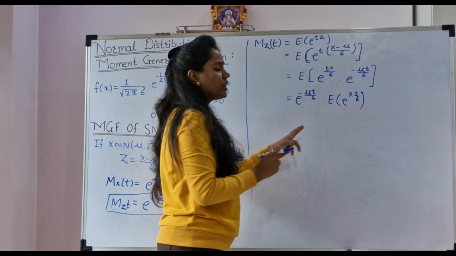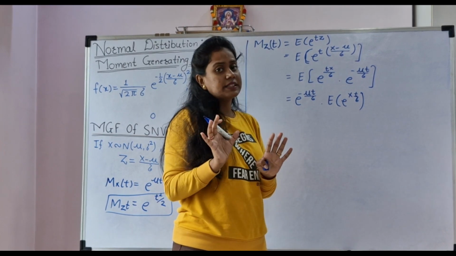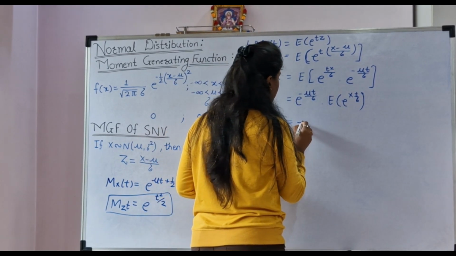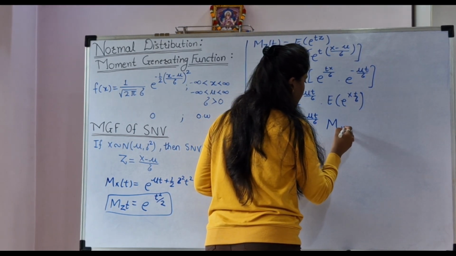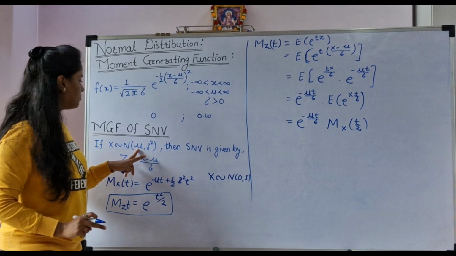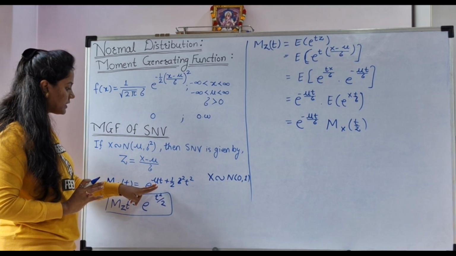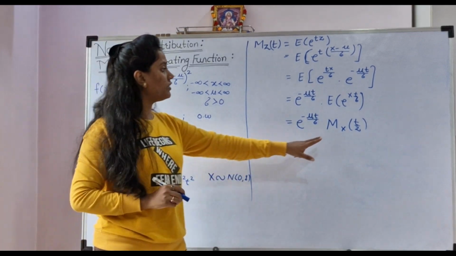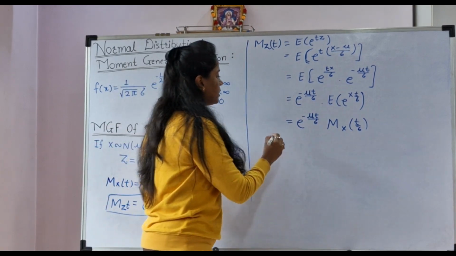And here what are we observing? The expectation of e to the power tx means M_X(t), but here instead of t we have t by sigma. So the same we can write as e to the power minus mu t by sigma into M_X(t by sigma), and x follows normal with mean mu and variance sigma square, and we know that M_X(t) is defined as e to the power mu t plus half t square sigma square. So now instead of t we have t by sigma. Let's put that. So what we will get?